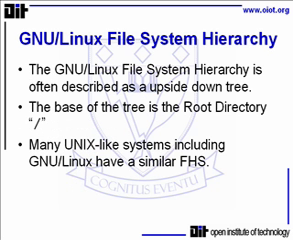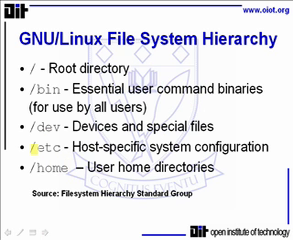Now, the GNU file system hierarchy is often described as an upside down tree. The base of that tree is the root directory, and you can see here the root directory is always notated by the /. Like many other Unix-like systems, the GNU system is very similar to the other file system hierarchies. Now, not every distribution is going to have all these same directories, but these are pretty standard. And my source for this is the file system hierarchy standard group.